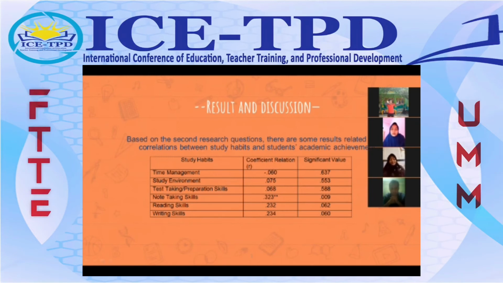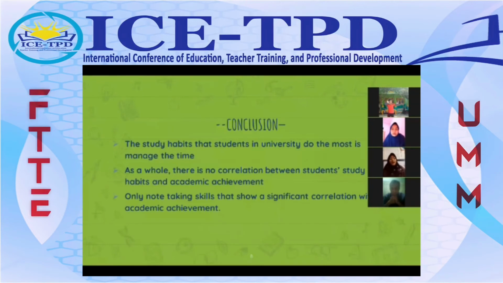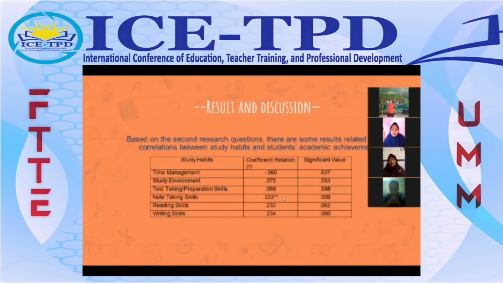Next, in the table, we can see the scores of the correlation coefficient and the significance value. The coefficient score of time management has a negative symbol. It means if there is any relation between time management and academic achievement, it will be a negative effect.